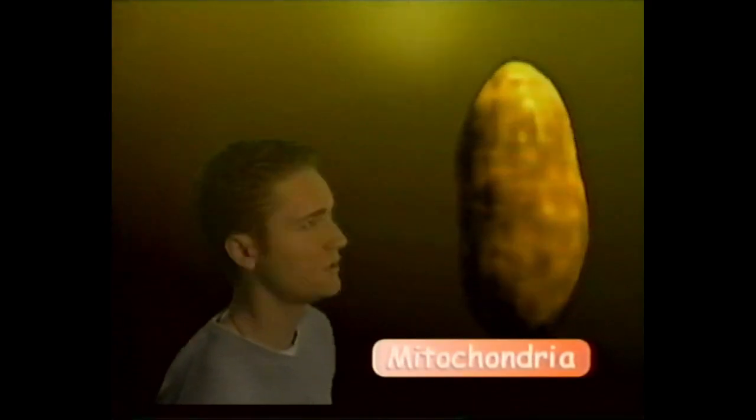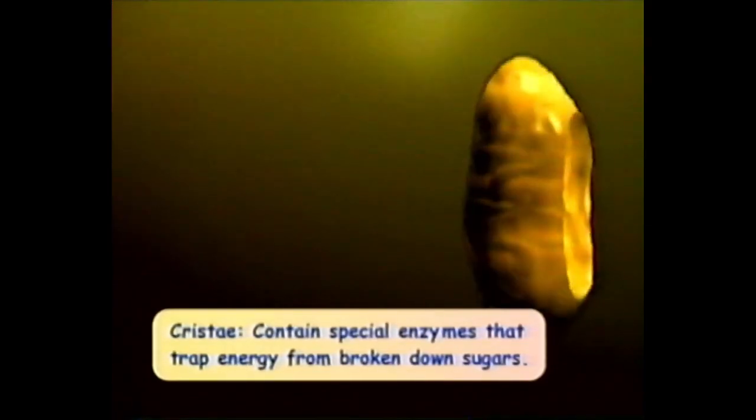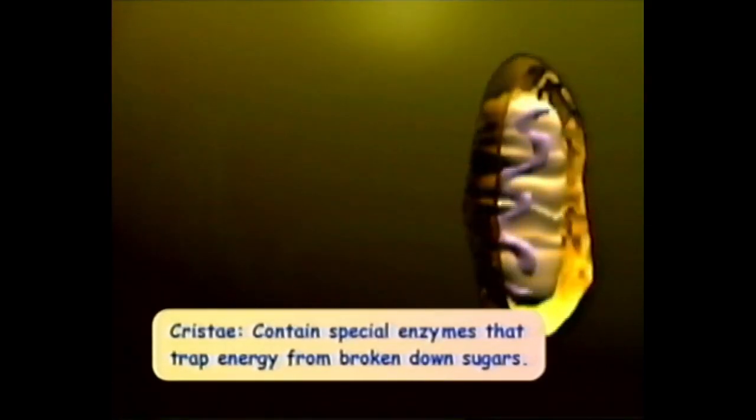You have 2 membranes? Yes, I have a double-layered membrane. The inner layer, as you can see, is arranged into complex folds called cristae. These folds increase my surface area. Are those folds used for something special? Special? Yeah, actually they're special. You see, inside of these folds are specialized enzymes that trap energy from sugars that are broken down.